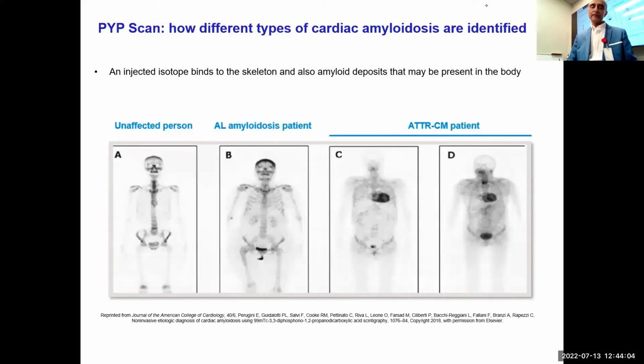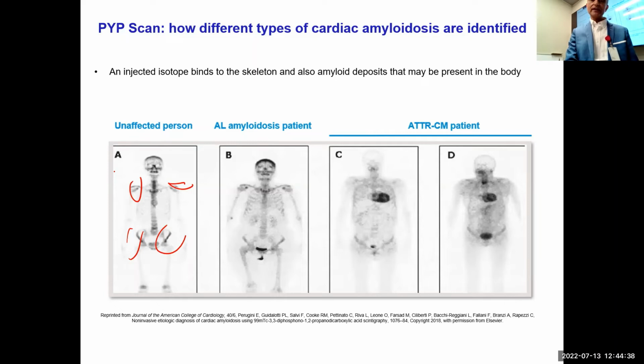So this is what a PYP scan would show us. This is a normal PYP scan. Remember, the isotope was designed to be taken up by bone, and you can see bright spots in all sorts of bones; this guy might have arthritis or something, whatever he's got. So a bunch of his bony areas are taking up the PYP, pyrophosphate. In AL amyloid, so the multiple myeloma amyloid, typically the heart will not take that up, or if it does, it takes it up pretty marginally. So PYP scan is specific for ATTR amyloid.